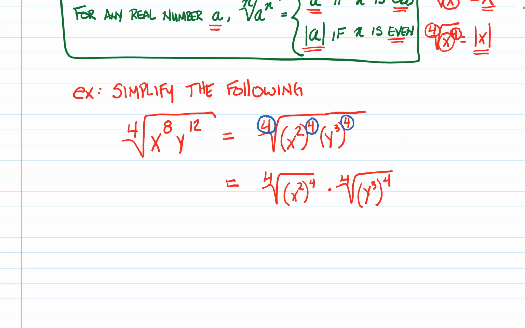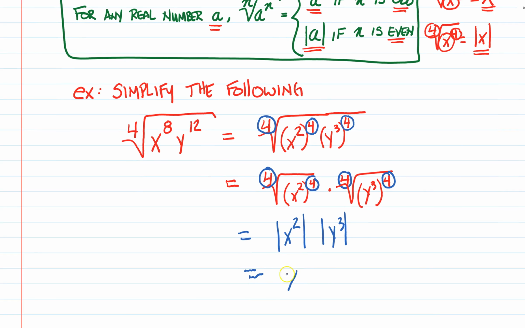Now, let's take a look. Let's apply the rule, all right? Since my index and my exponent match and n is even, this is going to be the absolute value of x squared. Then the fourth root of y cubed to the fourth, again, is going to be the absolute value of y cubed, because my n is even. Now, the absolute value of x squared is always just x squared. So I get x squared times the absolute value of y cubed. So now I have a simplified version of this.